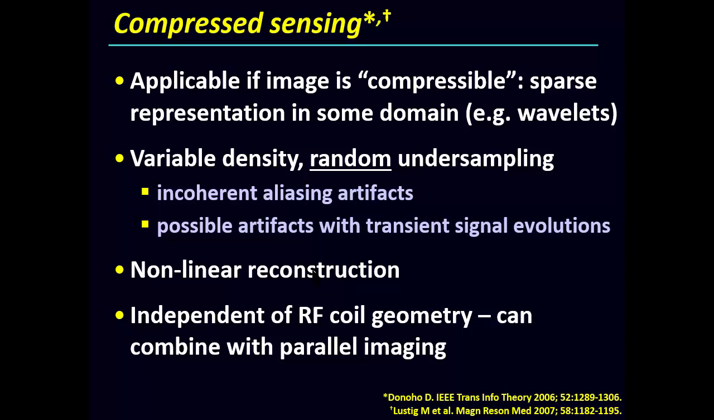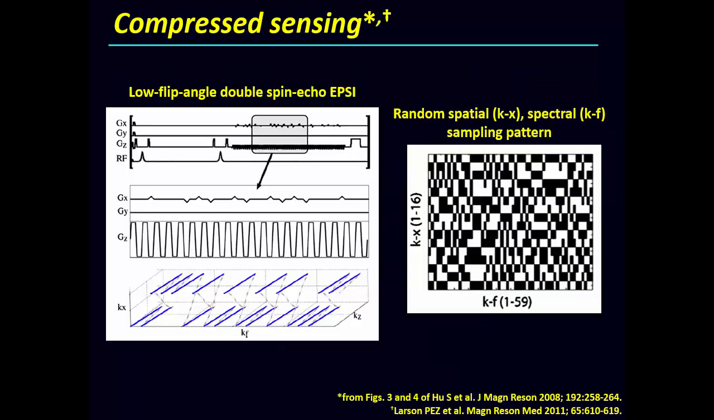And the important thing about accelerating with compressed sensing is that it's independent of the RF coil geometry. You don't have to have an array coil in order to do it. Or if you do have an array coil, you can combine compressed sensing with parallel imaging.